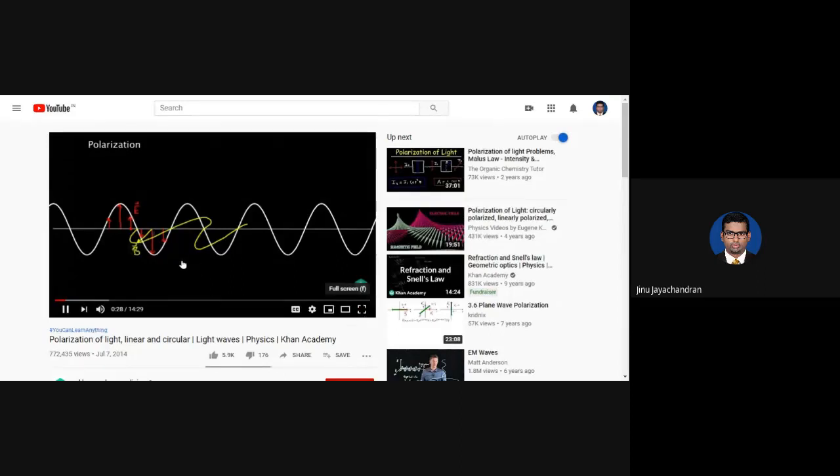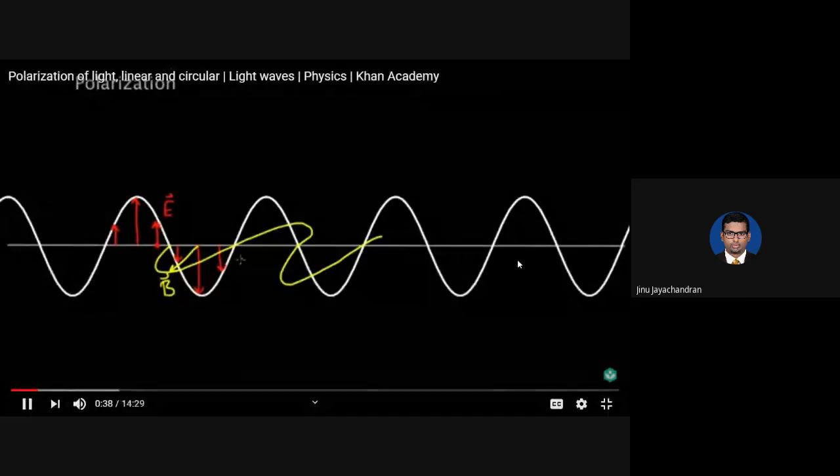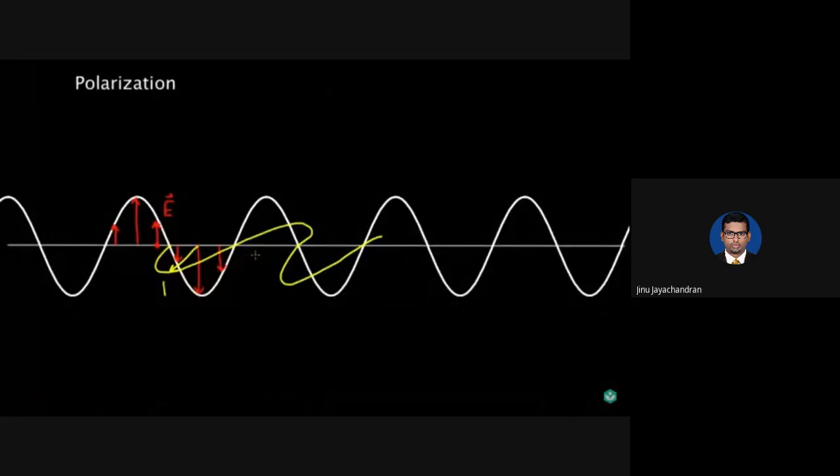But this gets really messy if I try to draw both the electric and magnetic fields at the same time, so we're going to leave the magnetic fields out. It's often good enough to just know the direction of the electric field, so we focus on the electric field.